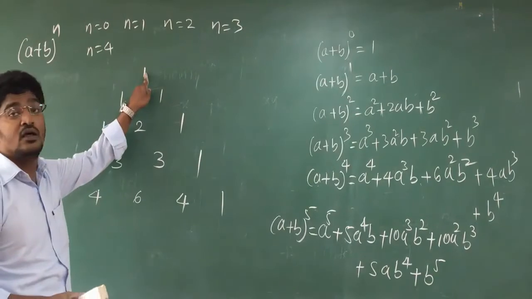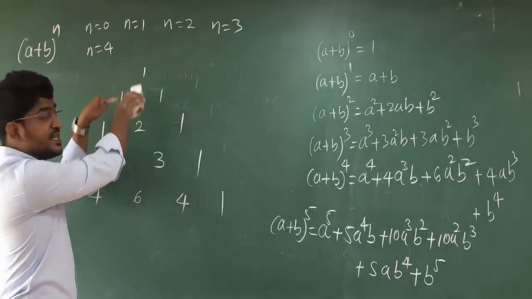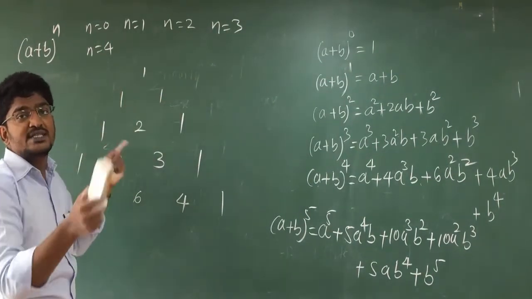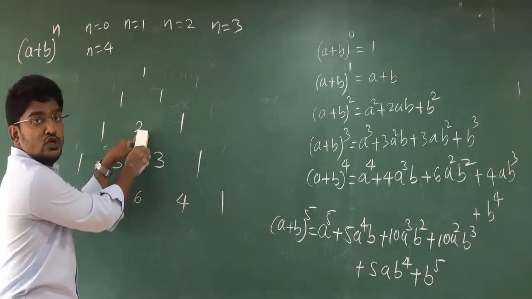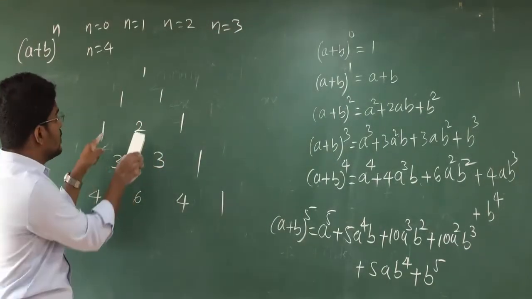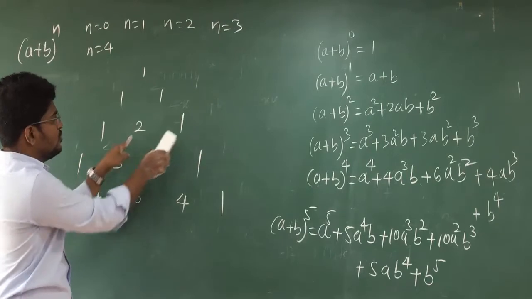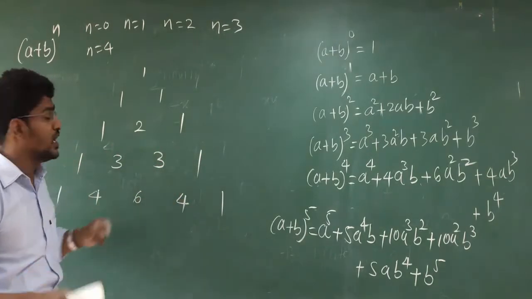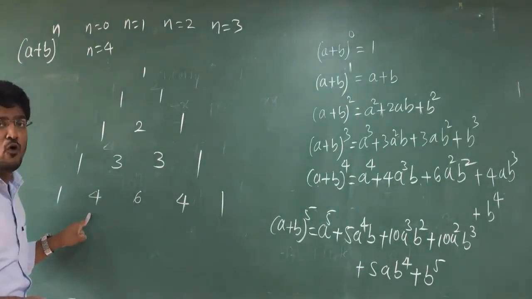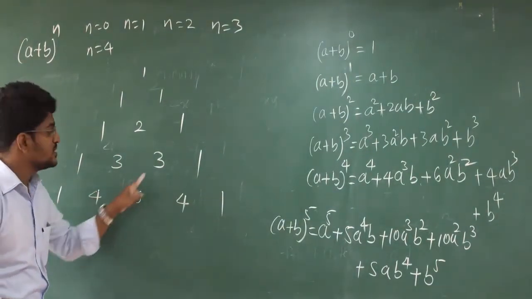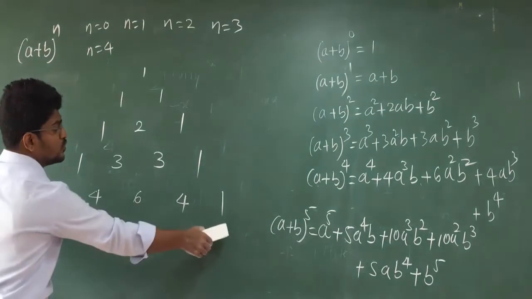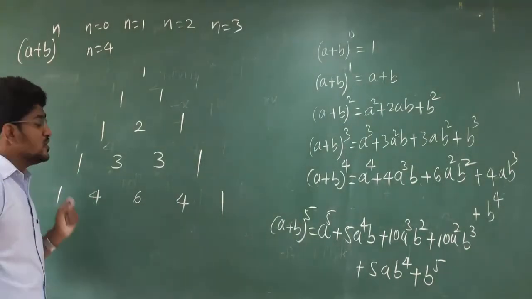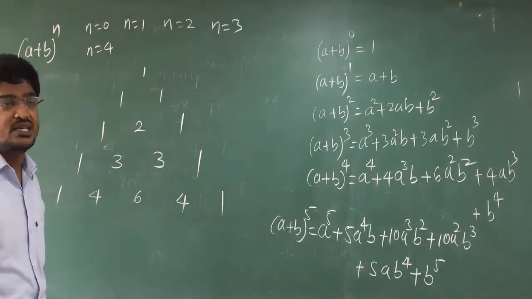First 1. Next step, again 1 and 1. Last two places are 1. See, 1 plus 1 is 2. Last two places are 1. 2 plus 1 is 3. 2 plus 1 is 3. Last two terms are same again, 1 and 1. 3 plus 1 is 4. 3 plus 3 is 6. 3 plus 1 is 4. Last two terms are 1. Clear? So this is how I have to construct my Pascal's triangle.